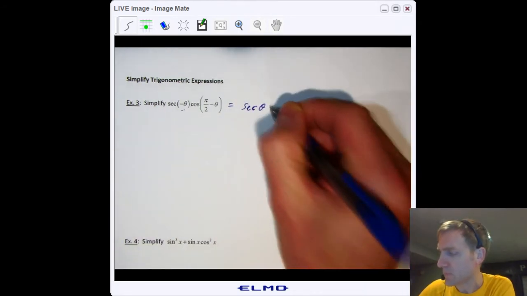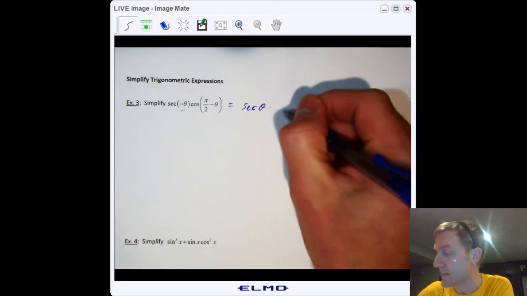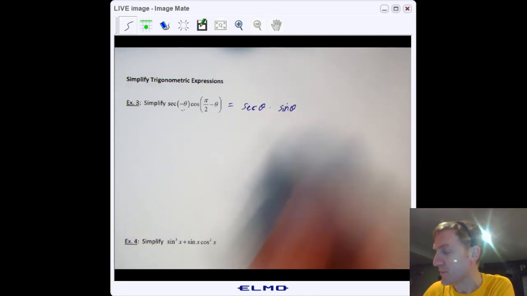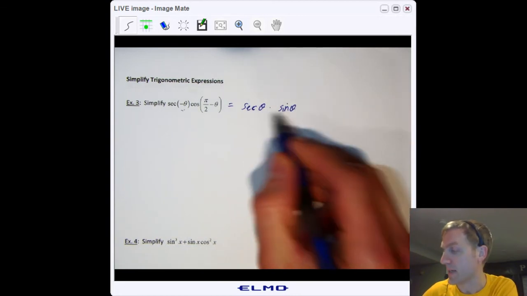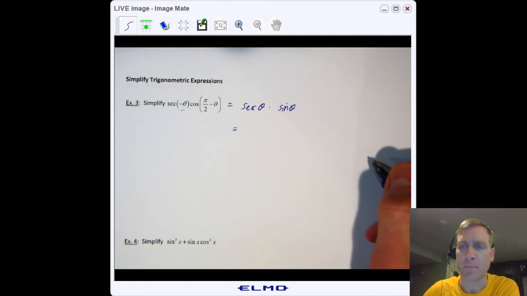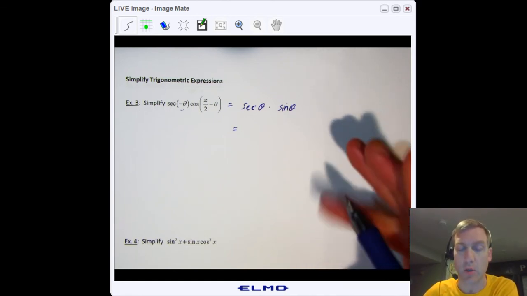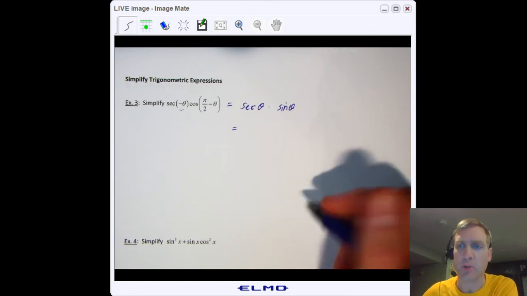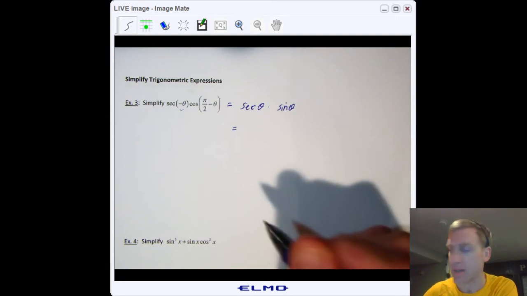All right. And then next one, cosine of pi over 2 minus theta is the same as the sine of theta, right, from our cofunction identities. All right. So that looks a little better. I have secant theta times sine theta. Okay, well, I can simplify it even more. If you remember, I said before that we can always write tangent, cotangent, secant, cosecant in terms of sine and cosine. So if you're not sure what to do, that's always a good thing to try. Write everything in terms of sine or cosine and see what happens.